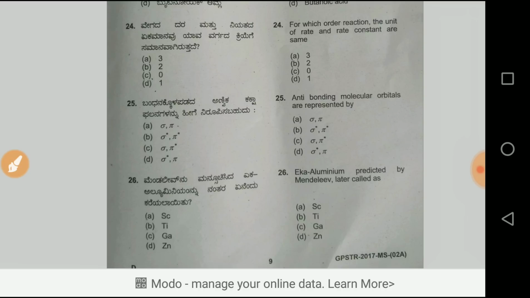Then next question, Eka aluminum predicted by Mendeleev, later called as. Mendeleev boldly predicted the existence of some elements that had not been discovered at that time. So, this is one of the greatest achievements of Mendeleev. He was also able to place cobalt accurately in the periodic table. Here in the question, Eka aluminum predicted by Mendeleev was later called gallium. So, Eka aluminum and gallium have the same properties.